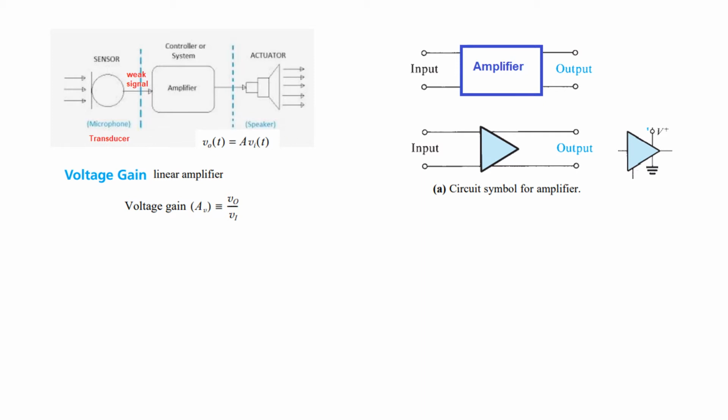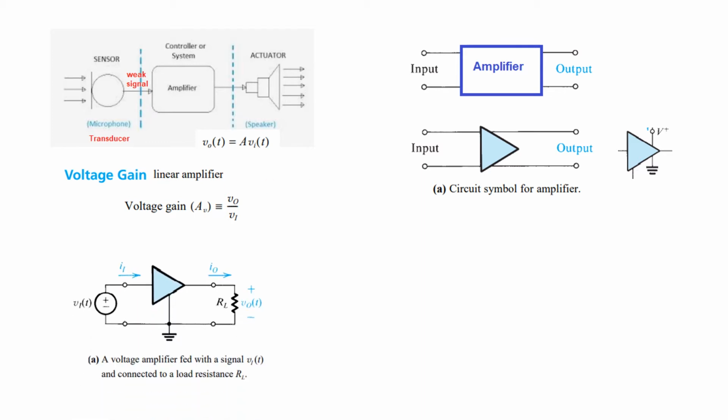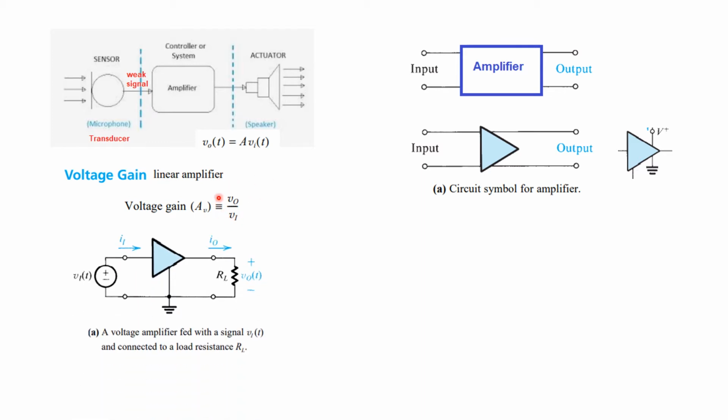And this type of amplification is called the voltage gain. The voltage gain, represented by A_v, is output divided by input. And the term linear is used because the characteristic is like a straight line. We'll see from this diagram, this is the transfer characteristic, a straight line. Therefore this amplification we call linear amplification.